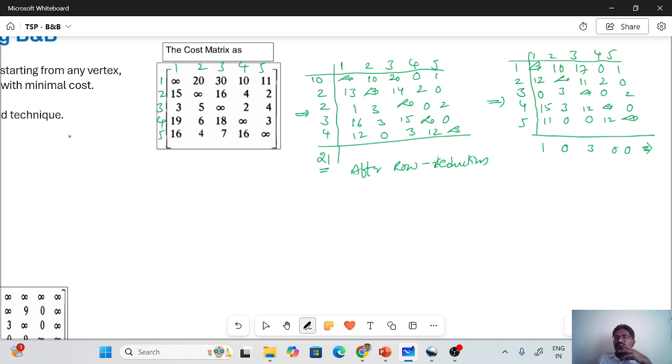Now find the column sum of the smallest numbers. 1 plus 3, 4. So this is the cost matrix after column reduction. After performing the row reduction and column reduction, this is the cost matrix we have. That is our node 1.